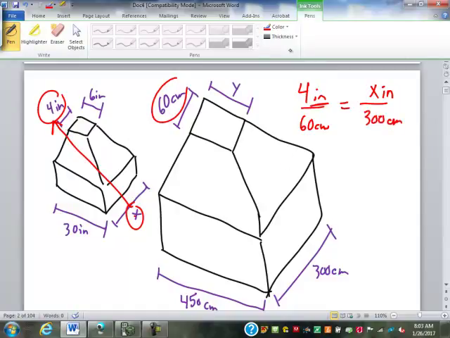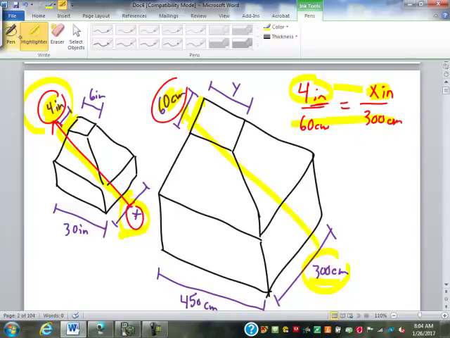Okay, so you got this relationship here, right? The 4 inches and the 60 centimeters represent the same dimension between the two figures, right? When we're finding X, X has to go over here with the dimension that's from the same figure it is from. So X is from the same figure as the 4, so it has to go with the 4. The corresponding side in the other figure is the 300, because that's the same side as the X is. That's from the same figure as the 60, so that has to go with the 60. So now we cross multiply.